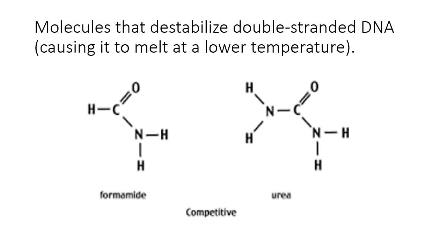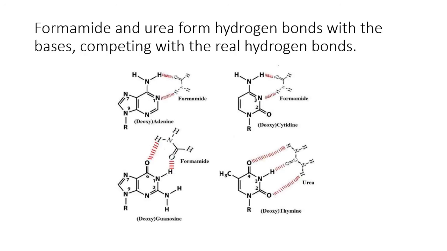Okay, so molecules that might be there in the solvent that destabilize double-stranded DNA will cause it to melt at a lower temperature. And that can be convenient for experimental purposes, actually. And you see the use of formamide and urea really quite a lot. Okay, so what they do is they form hydrogen bonds with the bases, and this competes with the real hydrogen bonds. So you can imagine the molecule sort of melting a little or peeling apart, then the formamide or urea in the solvent will be able to interact with the bases and prevent the base pairs from reforming.